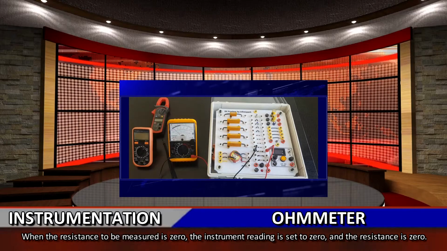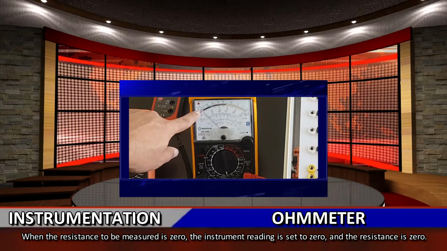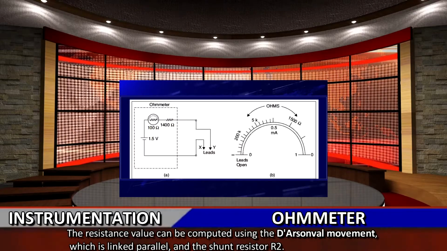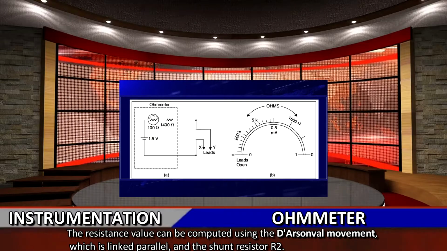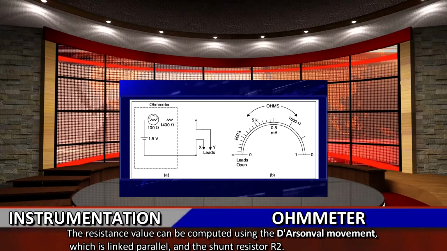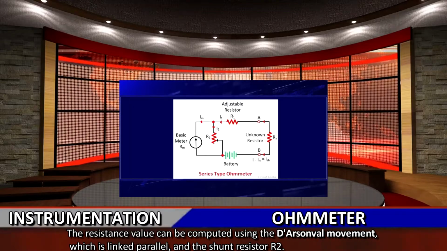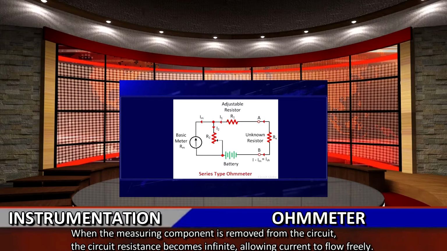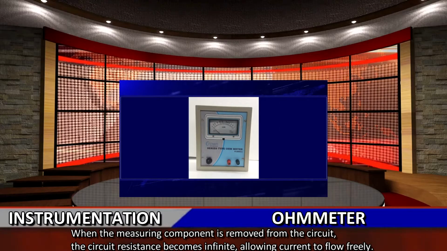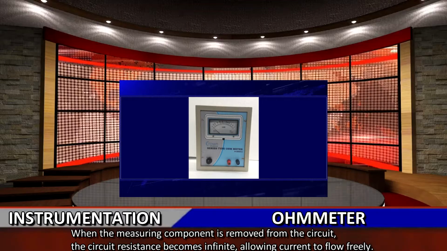So for the types of ohmmeter, the first type is the series type ohmmeter. The component that we wish to measure can be linked in series with the meter in a series type ohmmeter. When there is no current flowing through the meter, it shows infinite resistance, and when there is a large current flowing through it, it shows 0 resistance.